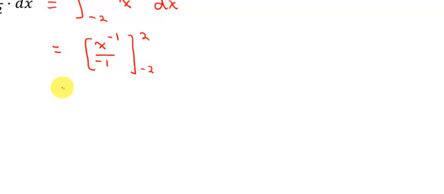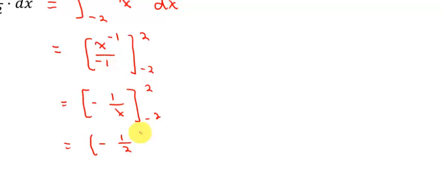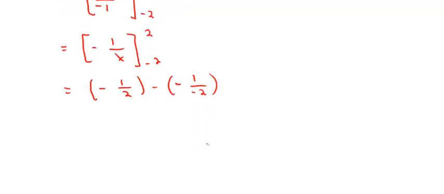All right, let me rewrite that. That would be -1 over x evaluated from -2 to 2, and that's going to be -1/2, minus a -1 over -2. And this is going to be a -1/2, minus, well, this would be a +1/2. So -1/2 minus 1/2 is -1.